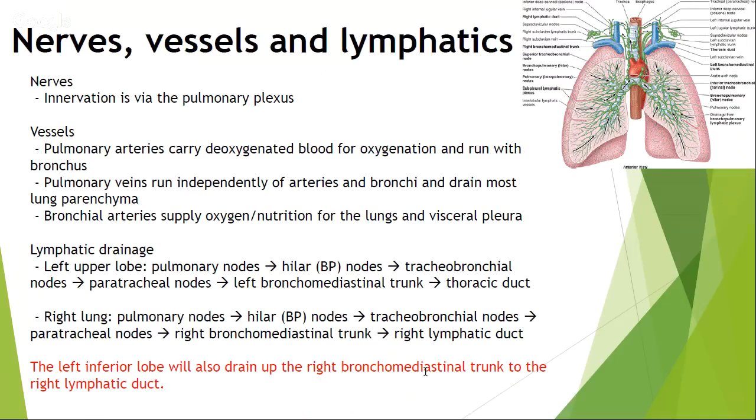For the nerves, vessels, and lymphatics, innervation of the lungs is via the pulmonary plexus. And so that's going to be carrying both sympathetic and parasympathetic fibers. Parasympathetic stimulation will do bronchoconstriction, whereas sympathetic will do bronchodilation and make it easier to breathe.